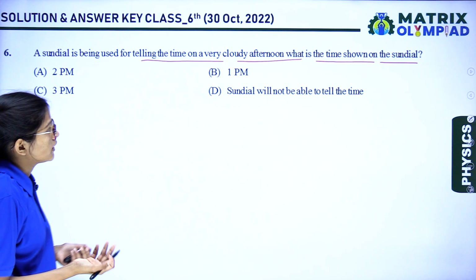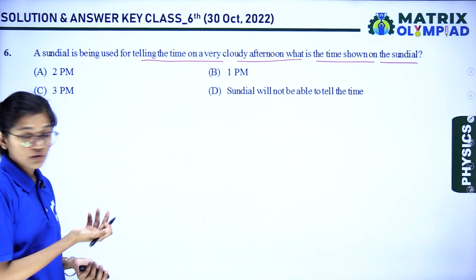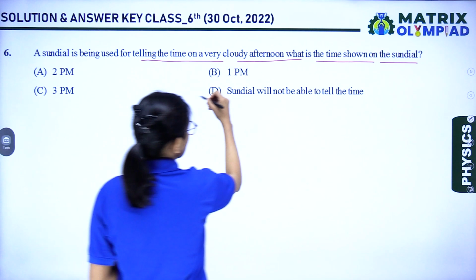And if there is a cloudy day, then there will be no shadow formed on the dial. So it will not be able to tell the time. So sundial will not be able to tell the time. So for sixth question, our answer will be D option.